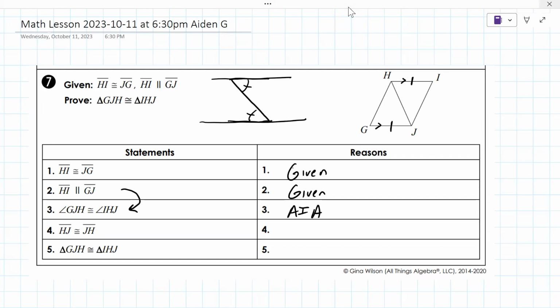All right. So how about the next part here? HJ congruent to JH. Those are the same letters. Oh, those are what we called the reflexive property. Yes, exactly.